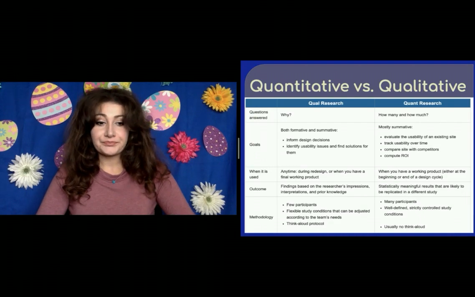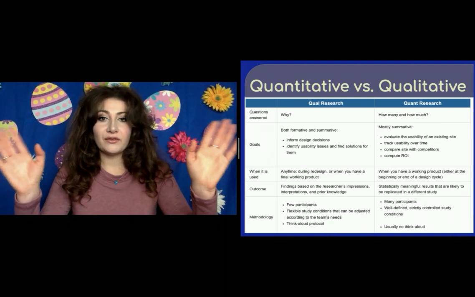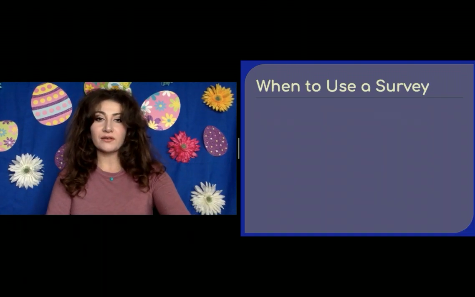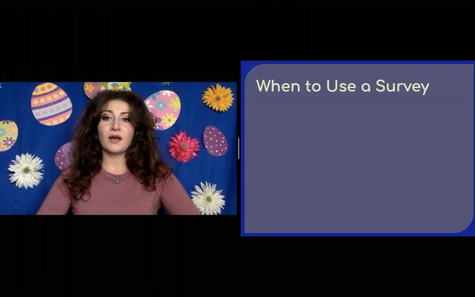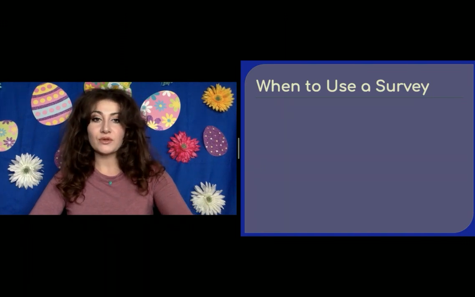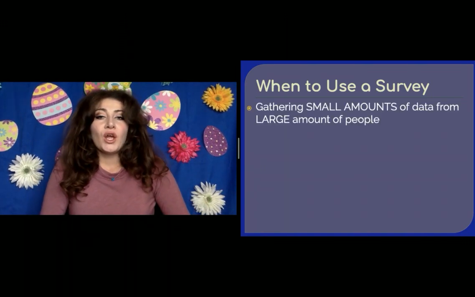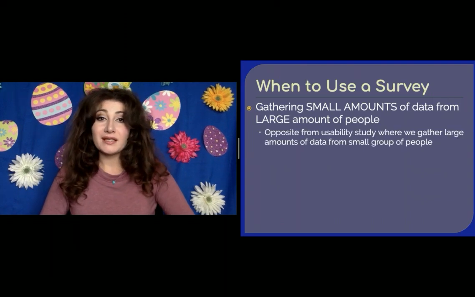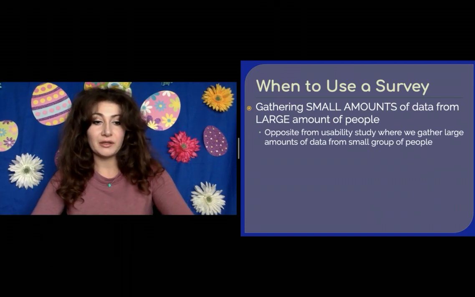So now that we've covered this general difference between quantitative research and qualitative research, let's take a look at the best and most appropriate times for when we use a survey. So generally, if we want to gather small amounts of information from a large amount of people, the survey is the way to go. This is completely opposite from a usability study where we gather large amounts of data from small groups of people.